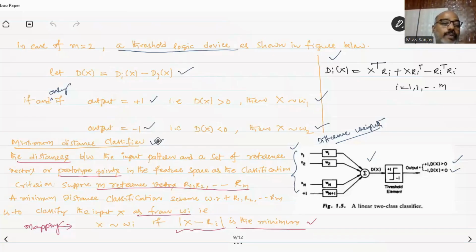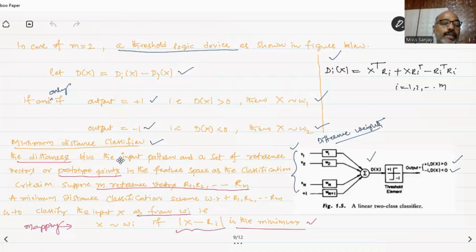Another one is the minimum distance classifier. It is based on the distance between the input pattern and a set of reference vectors or prototype points in the feature space as the classification criterion. It's a very simple and popular one, easy to implement.